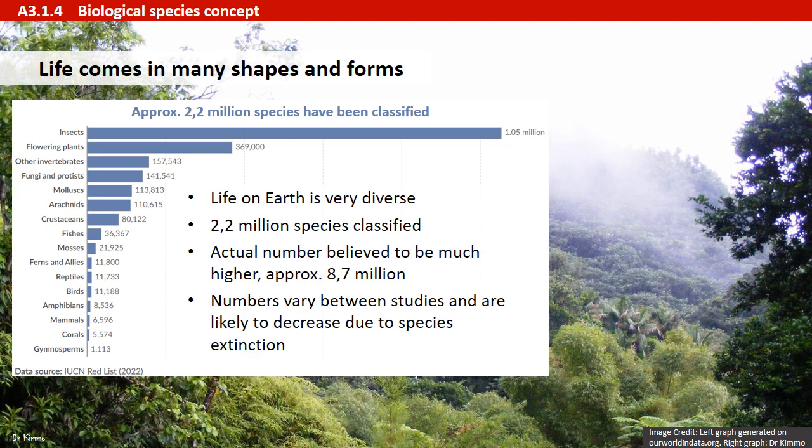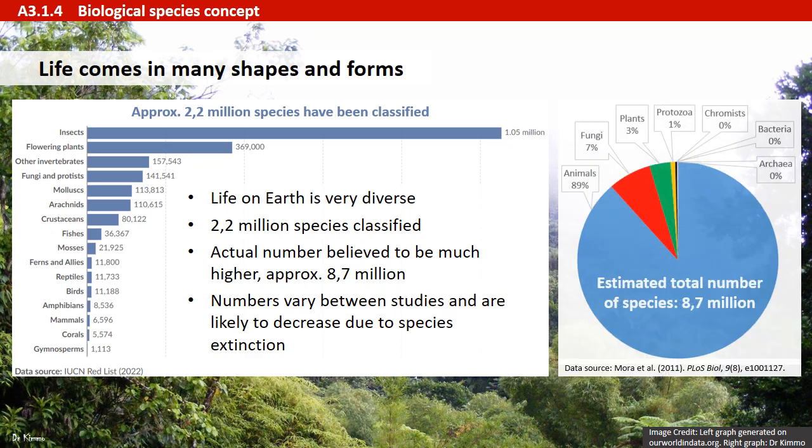From this graph you can see that almost half of the named species are insects, and the second largest group is flowering plants. You can find mammals almost at the bottom of this chart with less than 7,000 named species.